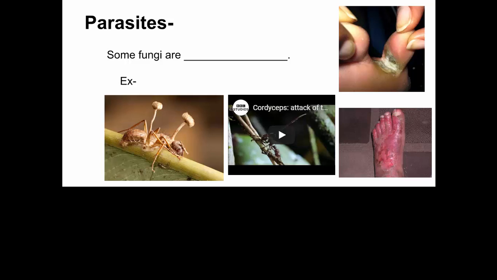So they are decomposers. They break down organic material, waste. Most are decomposers, but some are parasitic and feed on other organisms.